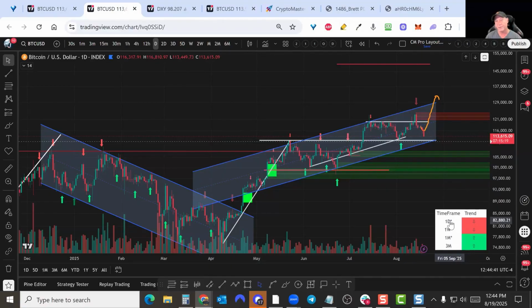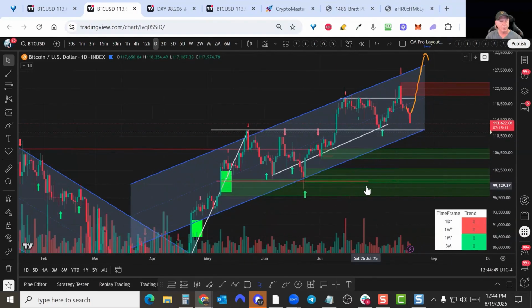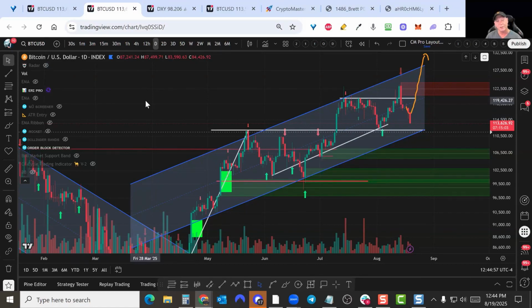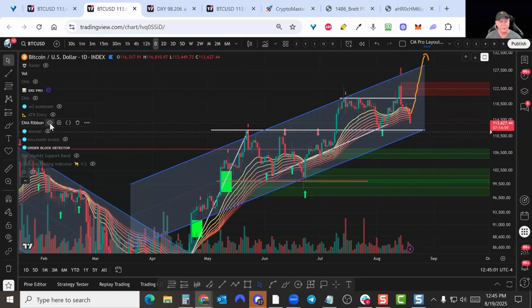Radar telling me bearish on the daily, bearish on the weekly, but monthly and quarterly still bullish. So it's kind of a barometer there you guys can use. I'll usually toggle that on and off. By the way, you don't need to use all of these. It's just more confluence. You're like Sherlock Holmes, and we're looking for more clues.